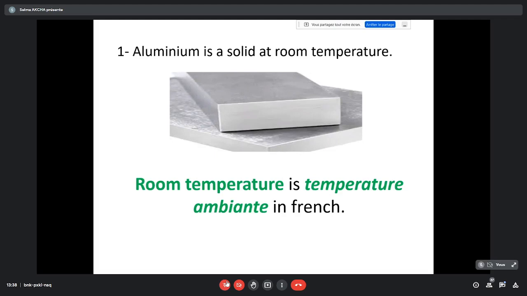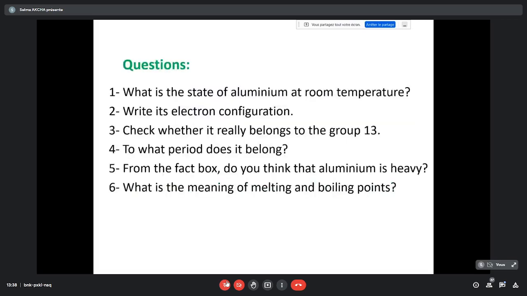When I ask you to perform a chemical reaction at room temperature, it means that you are not allowed to cool or heat. Si je vous demande d'effectuer une réaction chimique à température ambiante, vous n'êtes pas autorisé à chauffer ou à refroidir. Okay? Room temperature is called in French la température ambiante. Okay? Second question. Write its electron configuration. I mean aluminium.